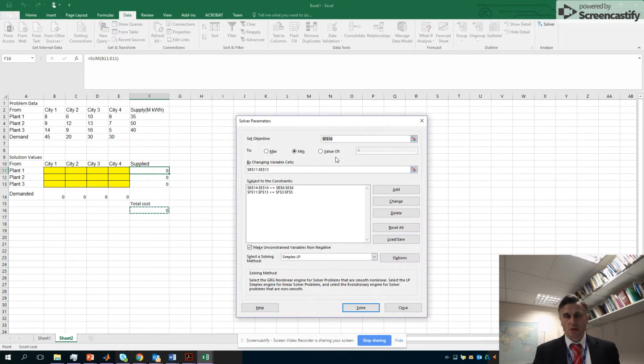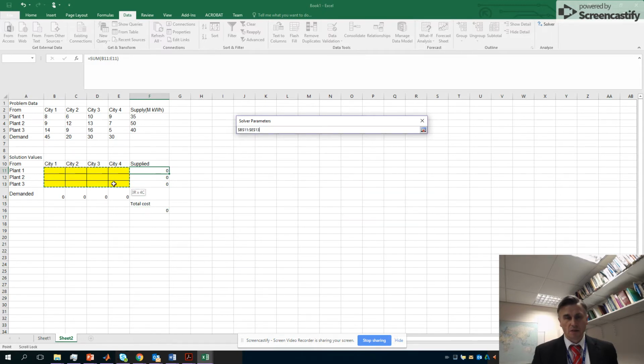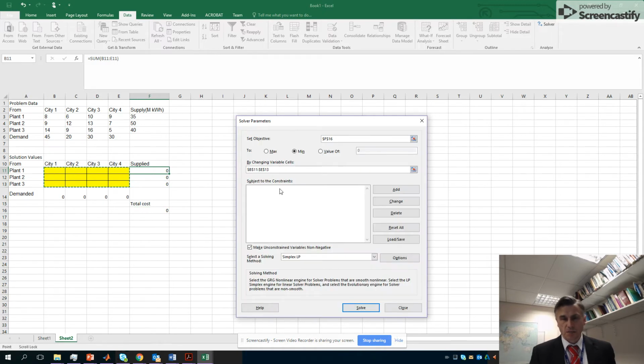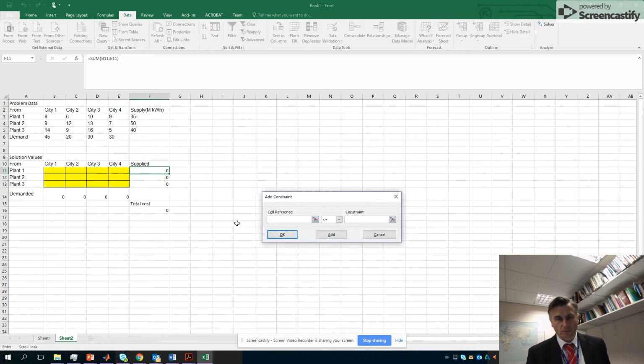Okay, so I've done that already in Solver. Let me just delete these and show you what I'm doing. So I'm going to minimize this value here, which is the total cost, by changing these values, subject to the constraints. Well, I'd like two sets of constraints to be respected.